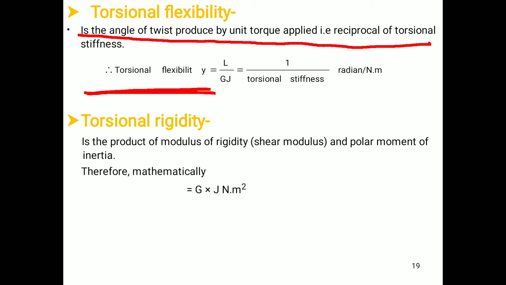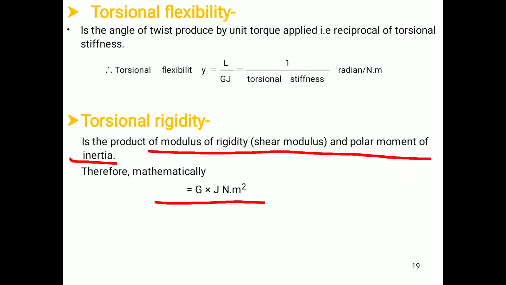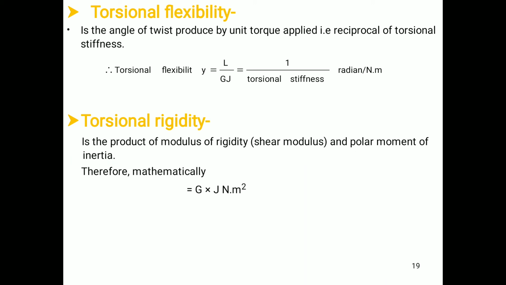Next concept is torsional rigidity. Torsional rigidity is the product of the modulus of rigidity, also known as shear modulus, and the polar moment of inertia. Therefore mathematically it is given by G into J. The unit is Newton meter square, or we can consider Newton mm square, or kilonewton meter square, as per the requirement, but it is force into a distance square. So this is the torsional rigidity.